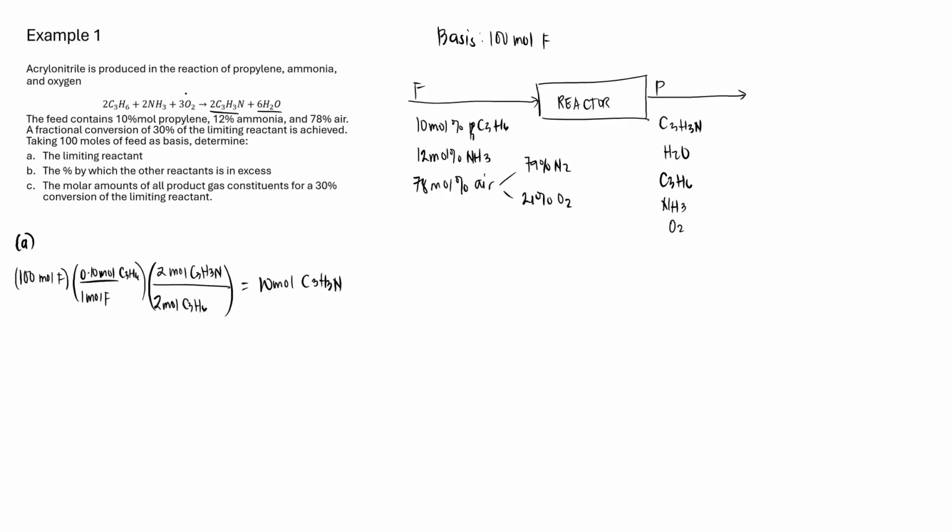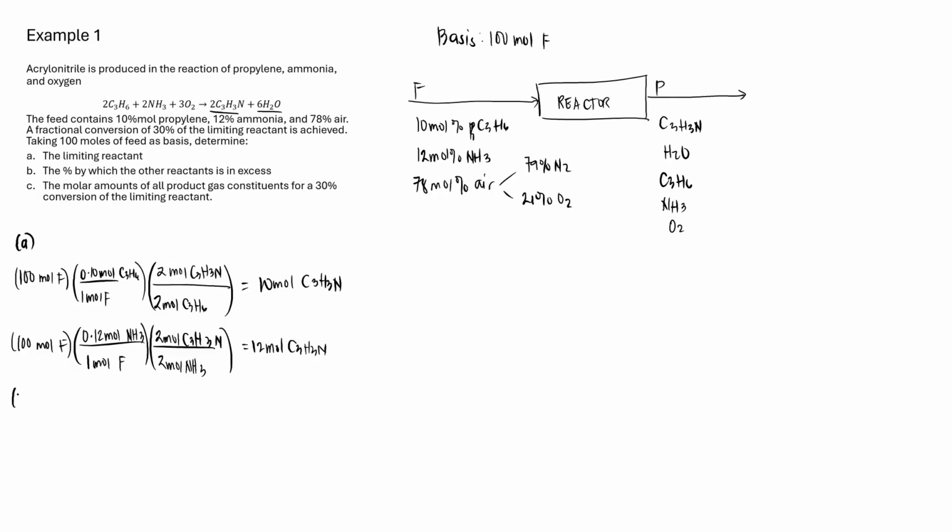We will do this with NH3 and O2, and then we are going to compare the amount of C3H3N produced. Yung pinakamababa, the lowest, that's the limiting reactant. So let's repeat it with NH3. Per 1 mole ng feed, there's 0.12 moles of ammonia, and then 2 moles NH3 gives 2 moles acrylonitrile, so that's 12 moles C3H3N.